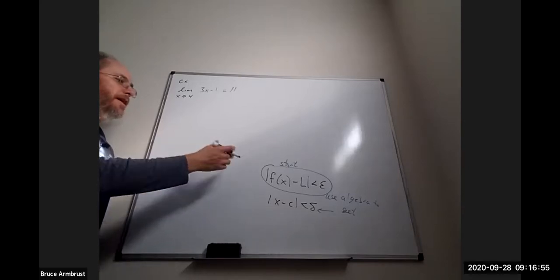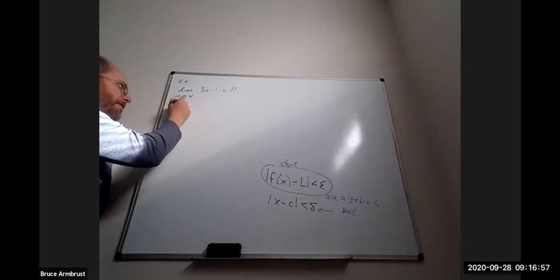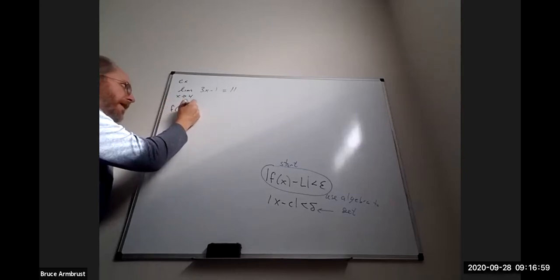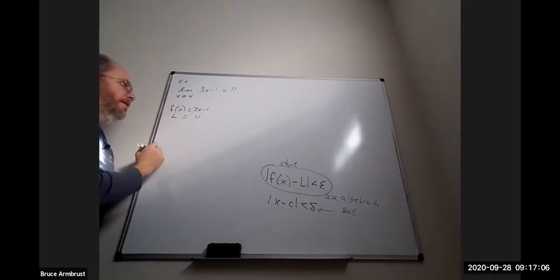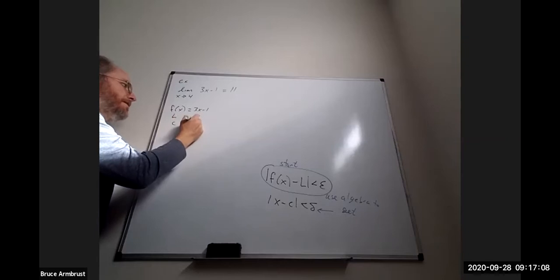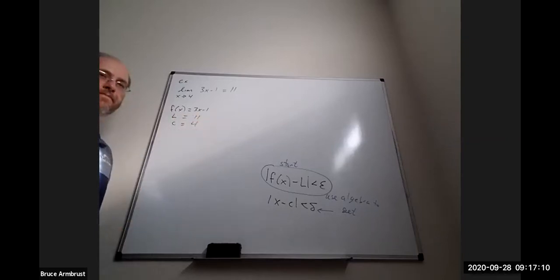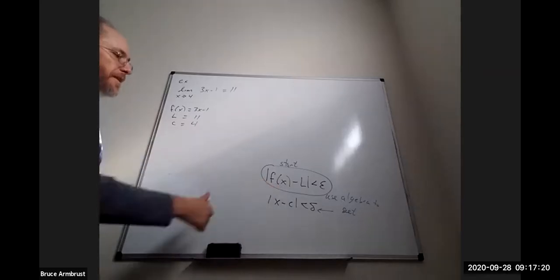Okay, so in the context of everything, let's write what everything is. f of x is 3x minus 1. L is 11. And c is 4. I'm not specifying an epsilon. Epsilon is going to be epsilon, and delta is going to be delta. But let's start with this first inequality.